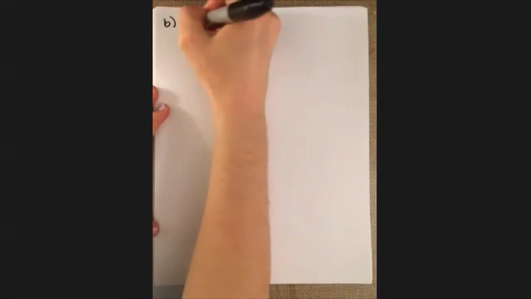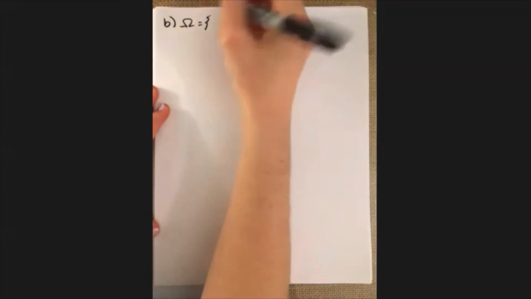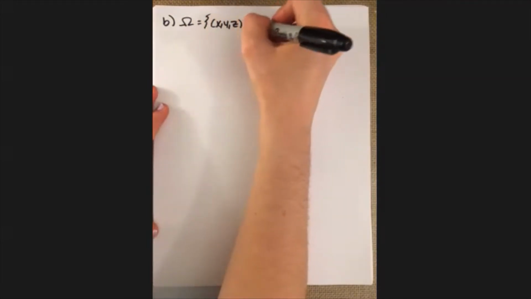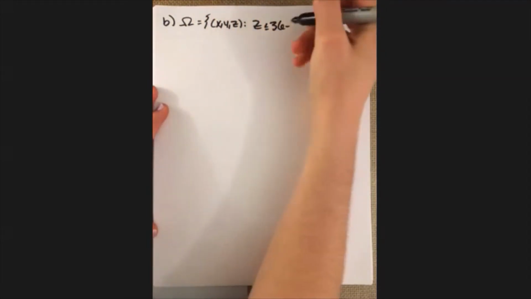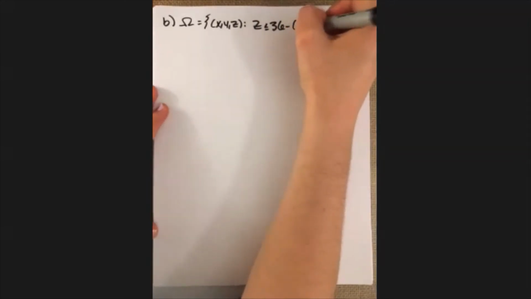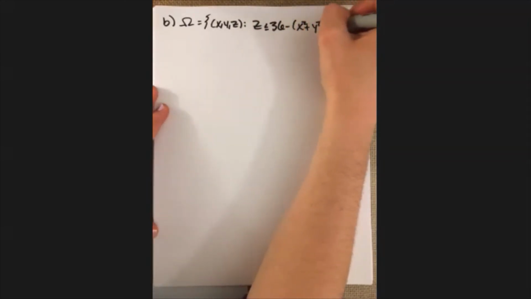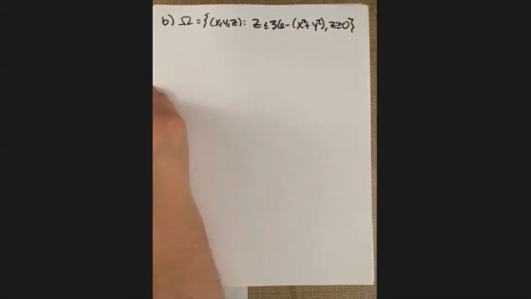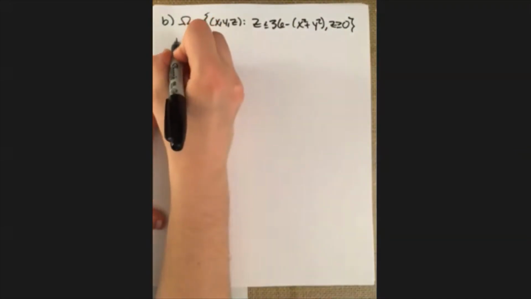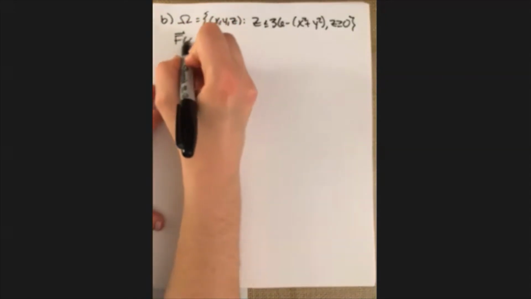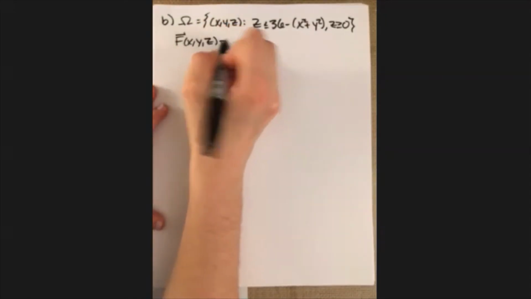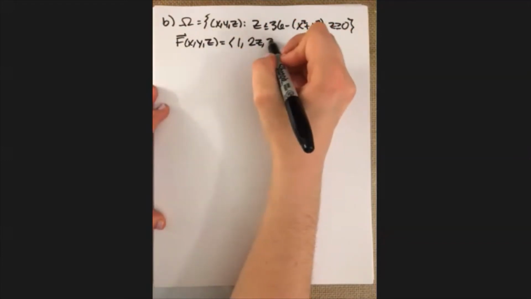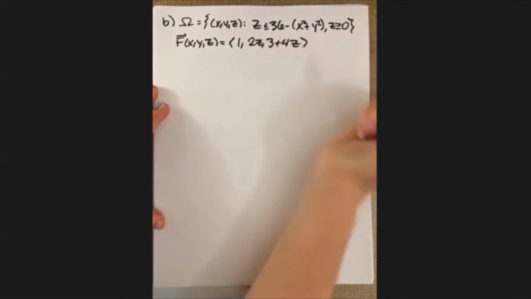Okay, so in this one, we have that our volume is equal to the set of x, y, z such that z is less than or equal to 36 minus x squared plus y squared, and then z greater than or equal to 0. And our vector field is going to look like 1, 2z, and then 3 plus 4z.